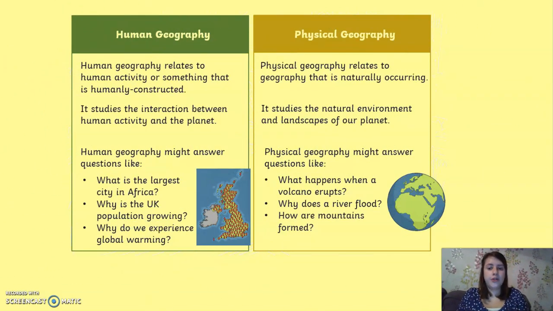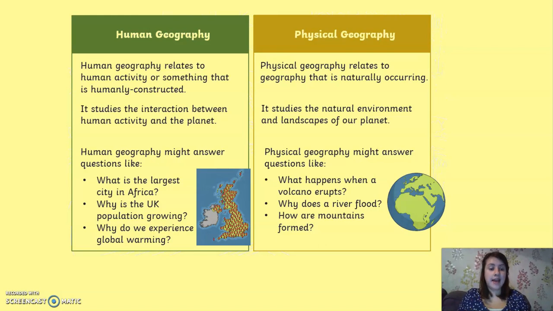So human geography relates to human activity or something that's humanly constructed. Someone who studies human geography studies the interaction between human activity and the planet, so how humans affect the planet. Human geography might answer questions like, what's the largest city in Africa? Why is the UK population growing? Those are all to do with population, human-made. Why do we experience global warming? Again, there's a lot in the news about global warming and about how our actions are affecting climate change. So that's all to do with human geography.